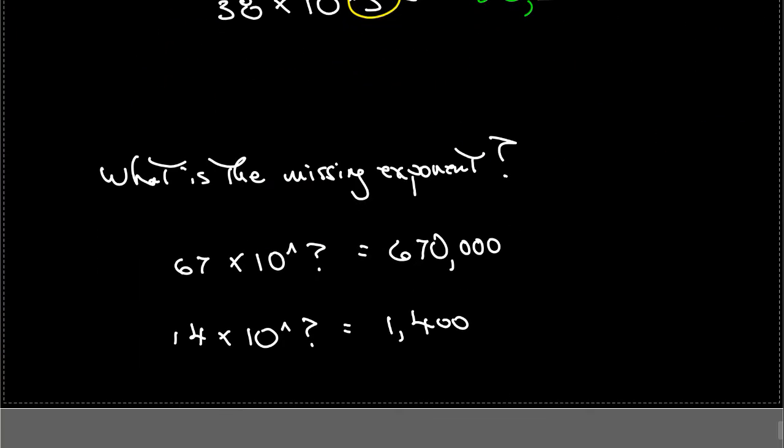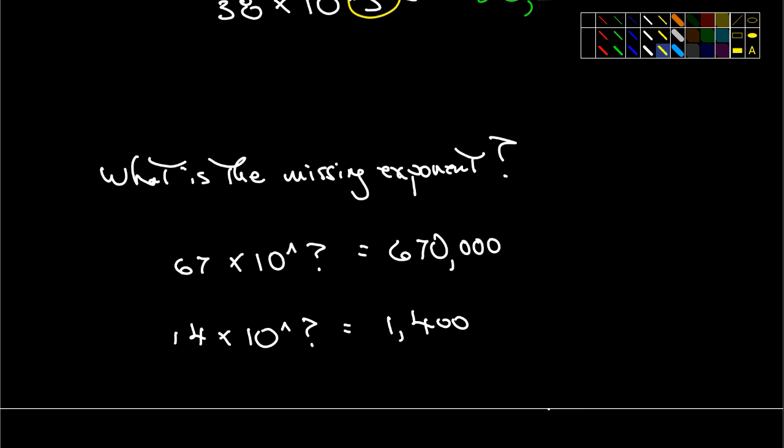It says, what is the missing exponent? So here's what they have. You'll see a couple problems like this. It might say 67 times 10, and then the little exponent caret, and they don't give you the exponent. You don't know what it is. But then they give you the answer. And it's 670,000. See, some of you know what it is.